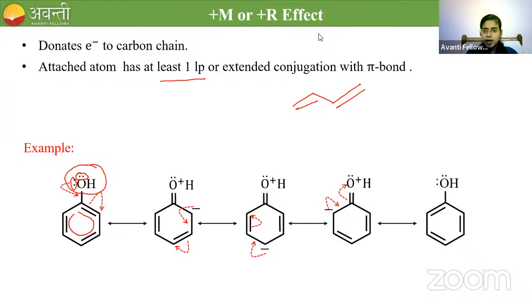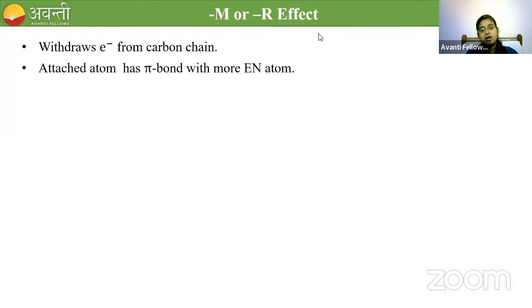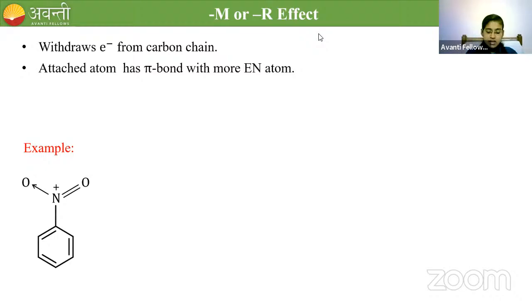Okay. Now let's go for minus R effect. As you know, minus R effect is the opposite of plus R. If plus R is donating, minus R means withdrawing the electron from the carbon chain. Okay. The attached atom should have a pi bond with a more electronegative atom. I will give you an example. Listen. Now here, the group which is attached to the phenyl ring is NO2, right? It is called nitrobenzene. The NO2 group has two electronegative atoms, and those two electronegative atoms are oxygen. So what they will do, they will withdraw the electron from the ring, leading to this structure.